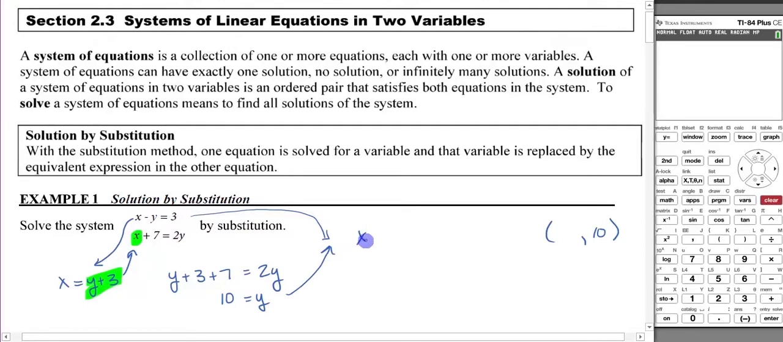So x minus 10 equals 3. That gives me an x of 13. So I have this x-y ordered pair solution of 13, 10. And we can check that quickly. 13 minus 10 is indeed 3. We can put 13 here and add 7, that's 20, which is 2 times 10, 20. That point satisfies both of the equations.